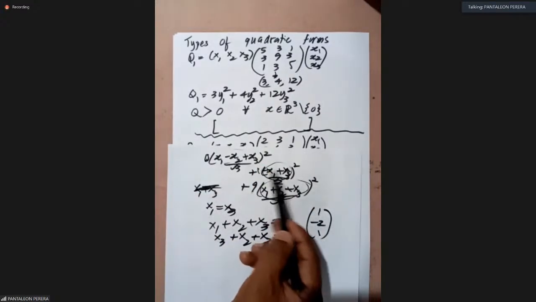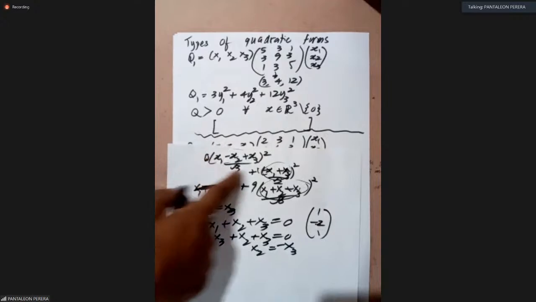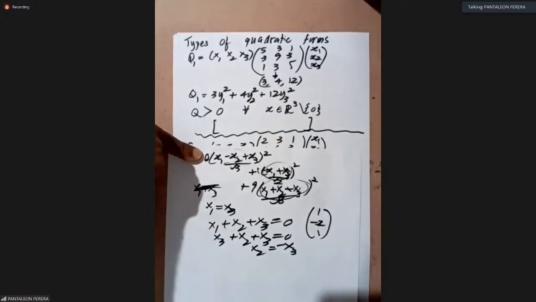If you substitute those, this will be 0. If you substitute these three, this will be 0. Now this is not 0. However, the eigenvalue is 0.